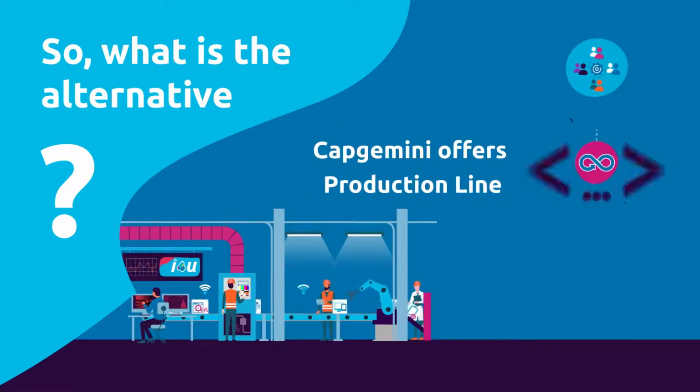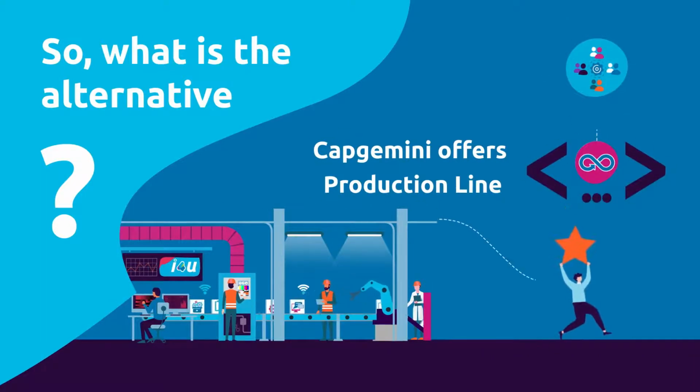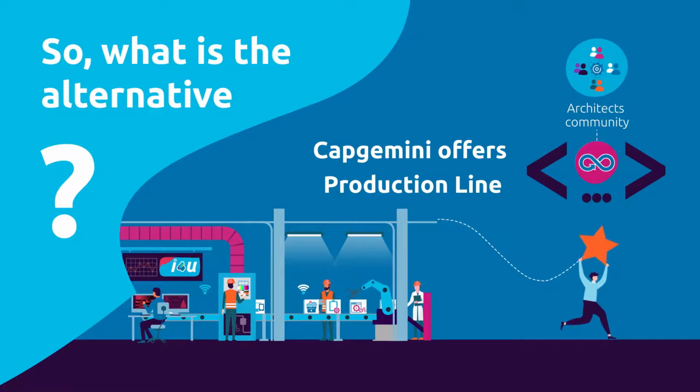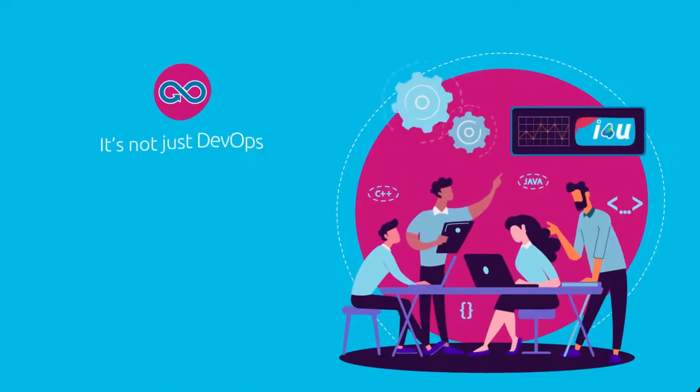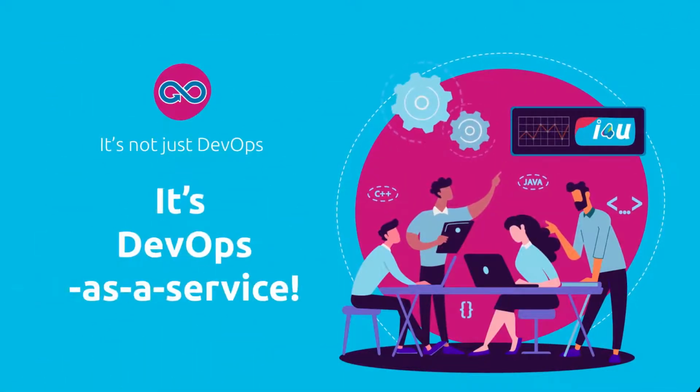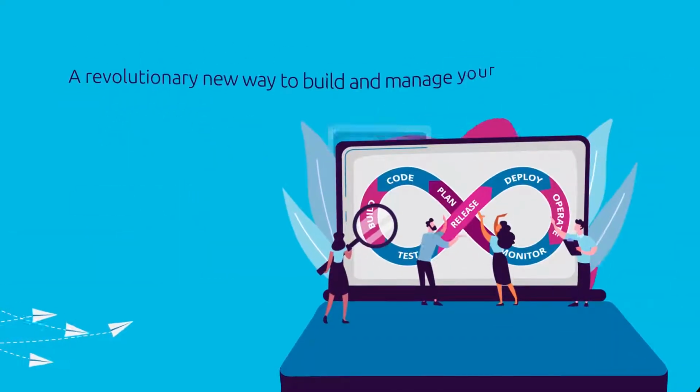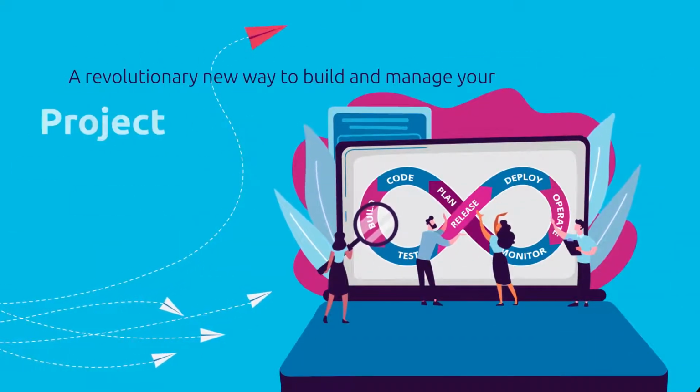Capgemini offers Production Line, a platform with a DevOps toolchain. It is an assembly of the best-in-class open-source tools strategically selected by our architects community. It's not just DevOps. It's DevOps as a service. A revolutionary new way to build and manage your project environment.